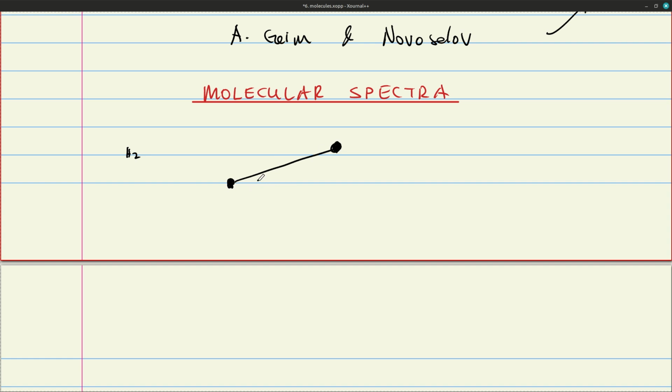We started with an H2 ion, but later we said we can also put one more electron and we can talk about the H2 molecule in non-ionized form. And there are different things we can do with this, and each different thing is going to correspond to a result in the spectrum. And that's what we call molecular spectra.